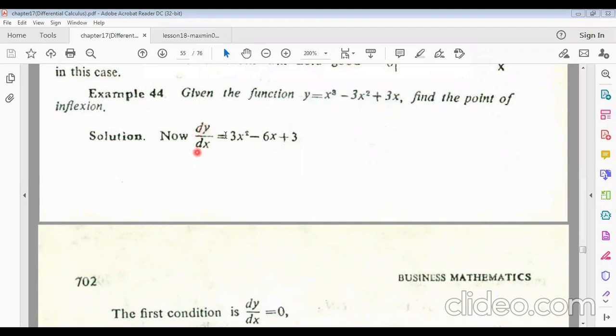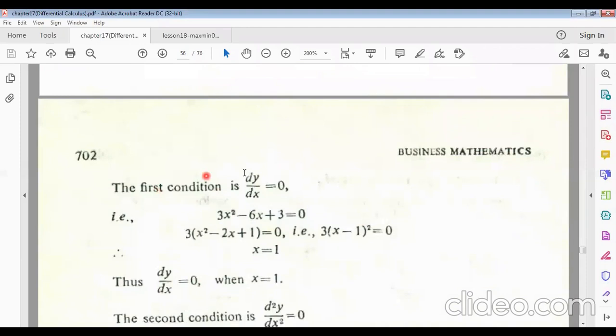First of all, dy/dx equals, what will be the differentiation of x cubed? 3 into x to the power 3 minus 1, that means 3x squared. Minus 3x squared differentiation: 2 into x to the power 2 minus 1, that means minus 6x. And the differentiation of 3x is 1, so only 3. So we have found the first derivative of the given function: dy/dx equals 3x squared minus 6x plus 3.